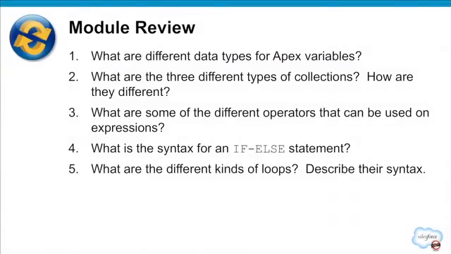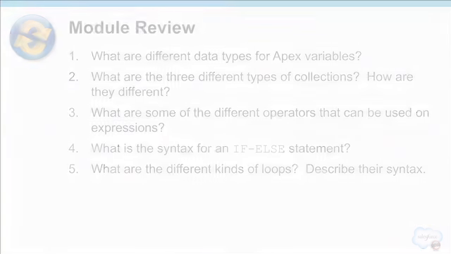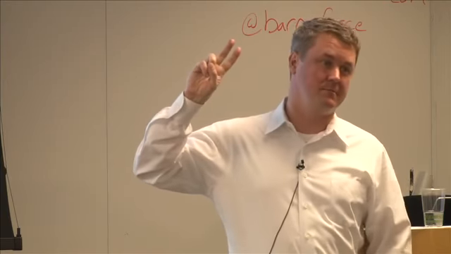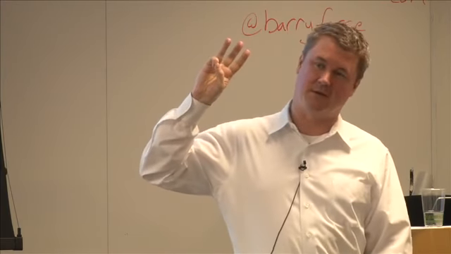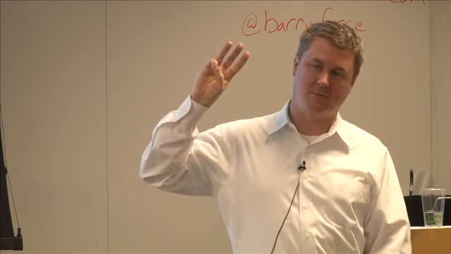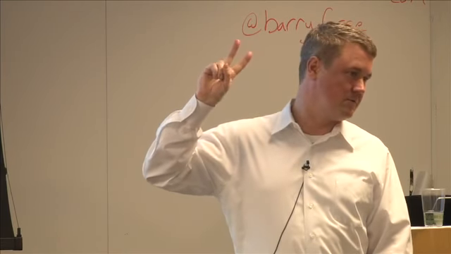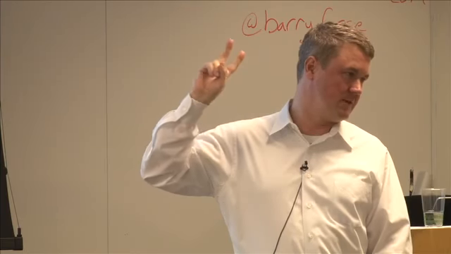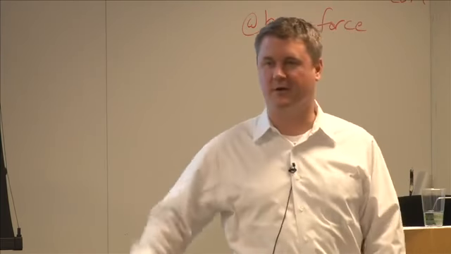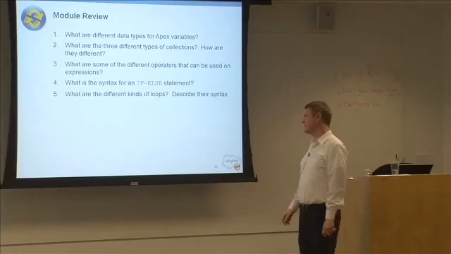Very good. What are the different kinds of loops? Describe their syntax. While loop, very good. For loop, do while. Awesome. And there's two types of for loops. The for each, and then the old school, where you initialize: for integer i, increment, exit.